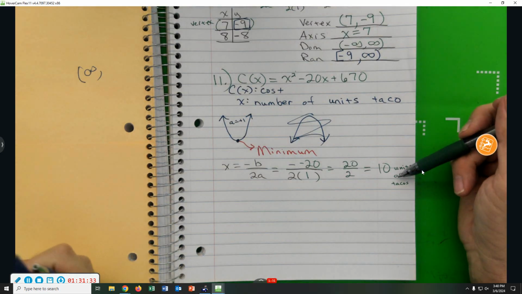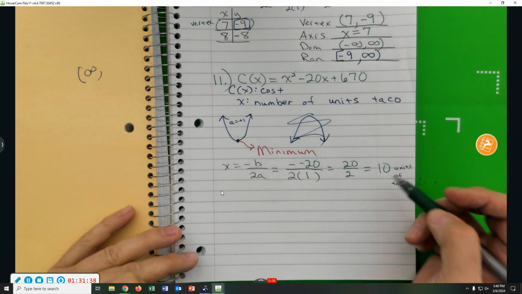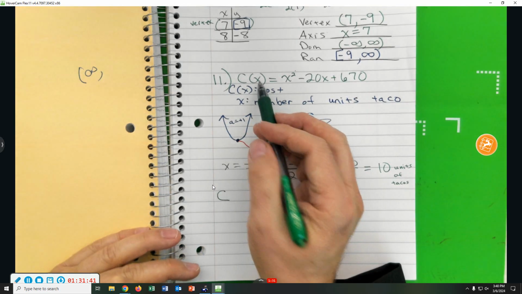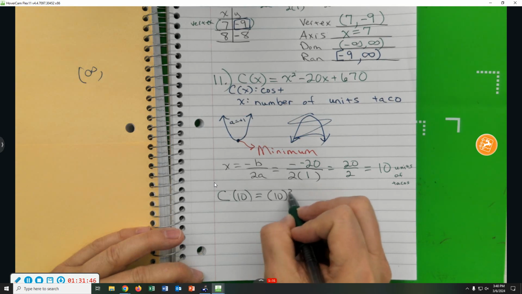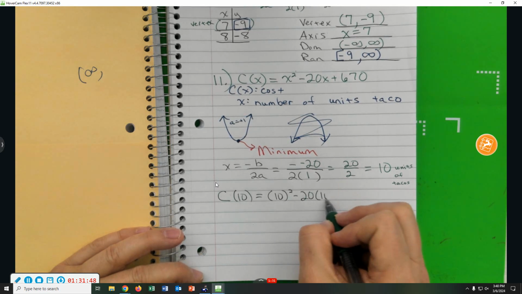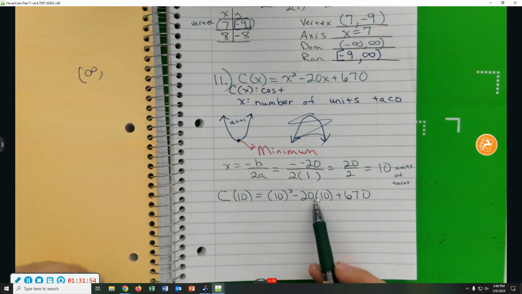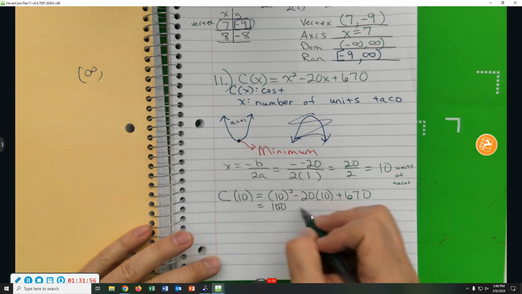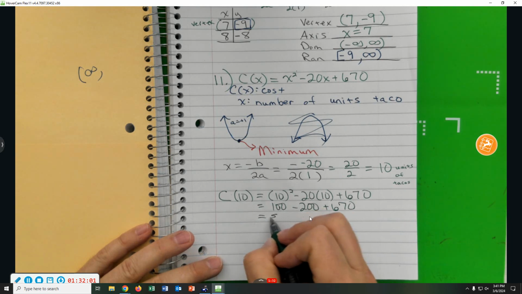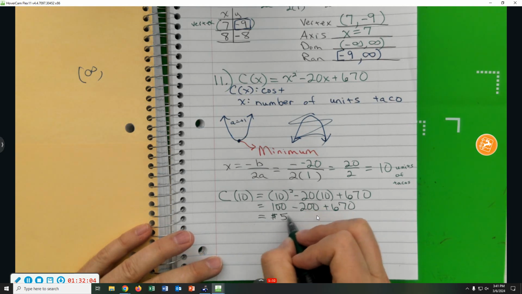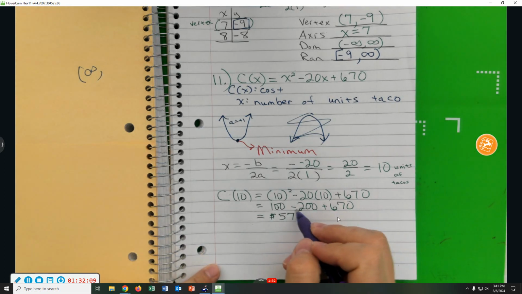Once you know the X value, how do you find the Y value? What are we going to have to do? Plug in the 10. So the cost, when you plug in a 10 for X, that's 10 squared minus 20 times 10 plus 670. I can do this in my head. That's 100 minus 200. That's a negative 100 plus 670. It looks like her minimum cost is $570. That's the lowest your cost will ever be.